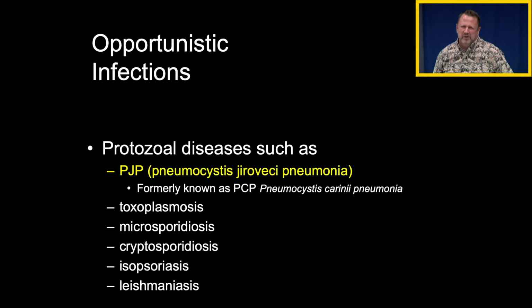Toxoplasmosis, microsporidiasis, cryptosporidiasis, isosporiasis. These are very atypical protozoal diseases that we won't see unless they're opportunistic. Leishmaniasis, somewhere on my YouTube channel, I talk about leishmaniasis. This is one of the neglected infectious diseases. Very, very rare to see unless we're looking at someone with AIDS.